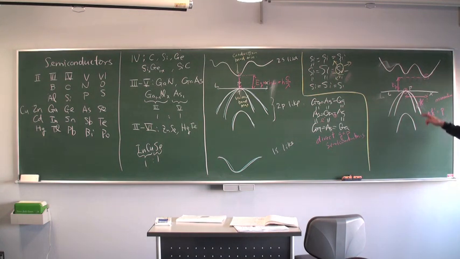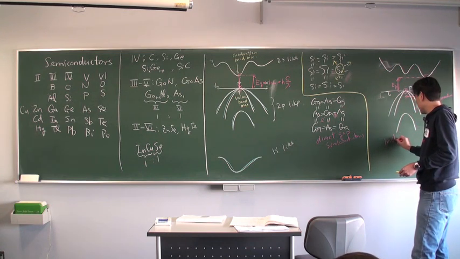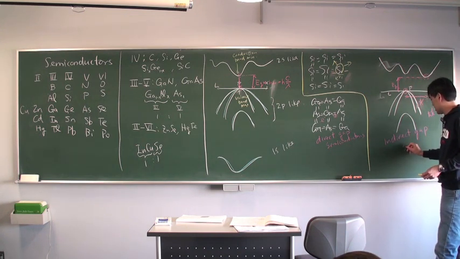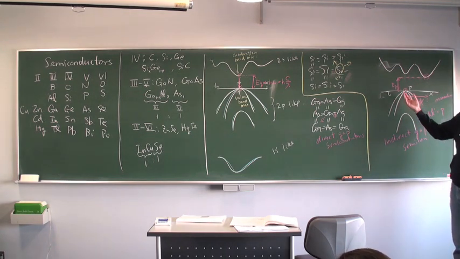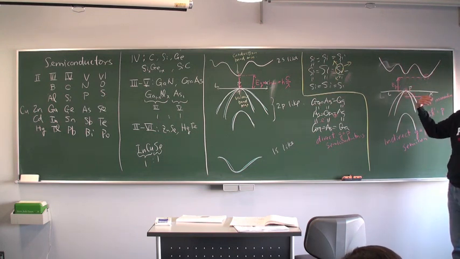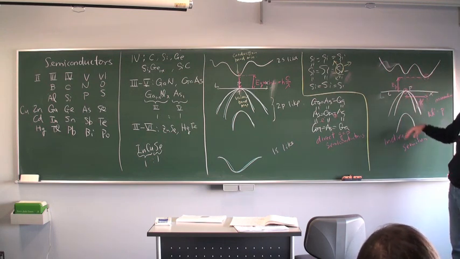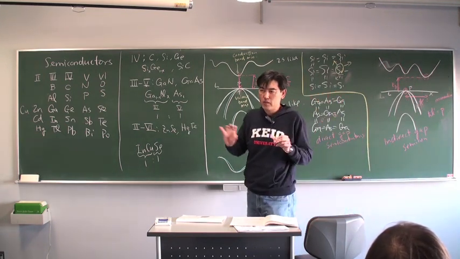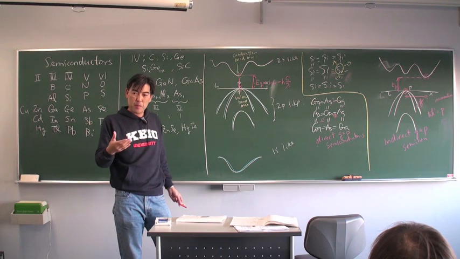So this is why, when an electron goes back to a hole in silicon, or in indirect gap semiconductors, light doesn't come out. Recombination leads just to the generation of phonons, or lattice vibrations. So this is why, unfortunately, it is difficult to make a light-emitting diode from silicon.